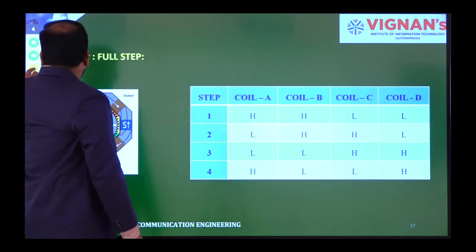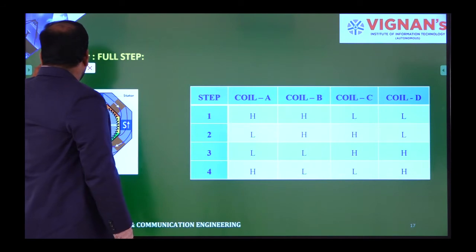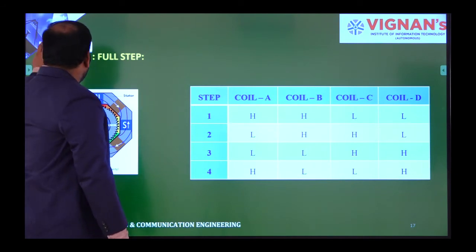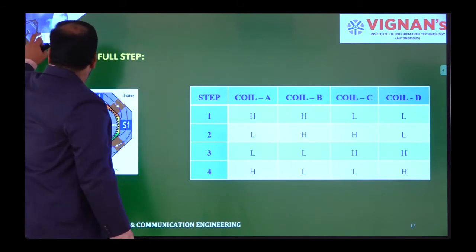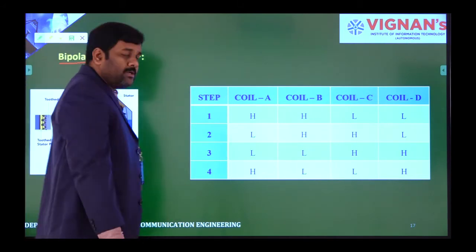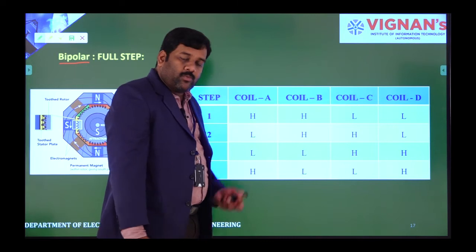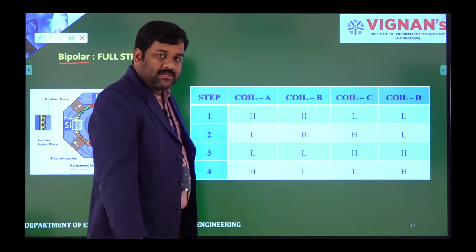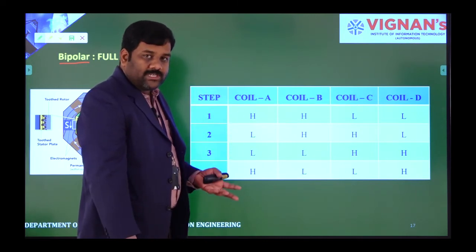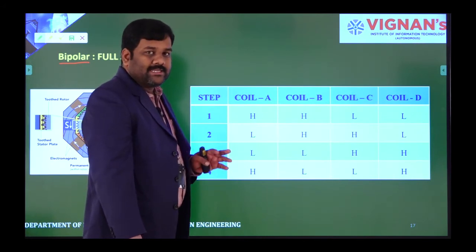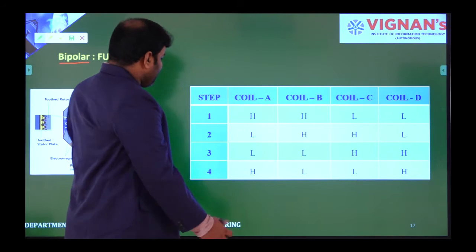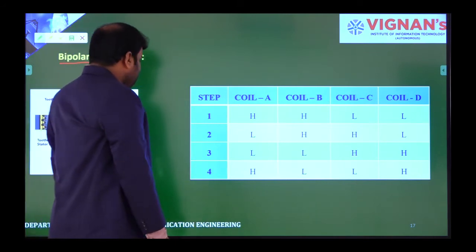So here the second one, which we know as the bipolar stepper motor. In this bipolar stepper motor, we have 3 types of steps. The first one is full step, the second one is wave step, and the third one is half step. So let's have a brief discussion about the full step.